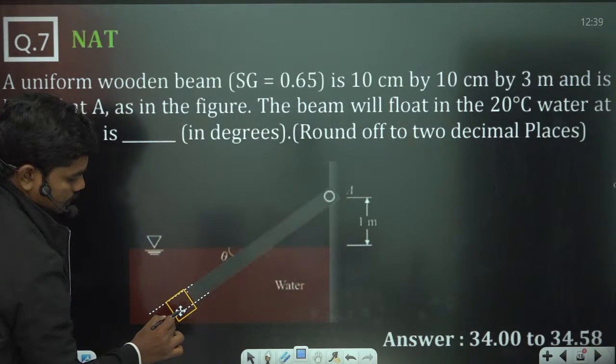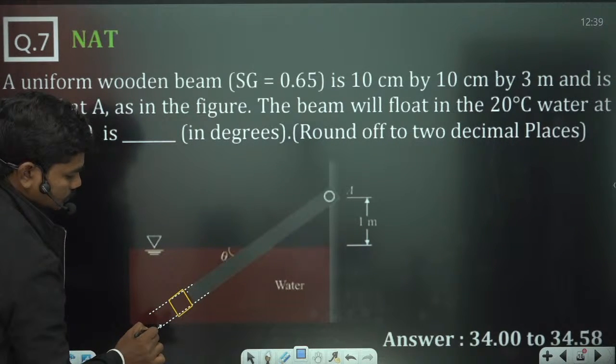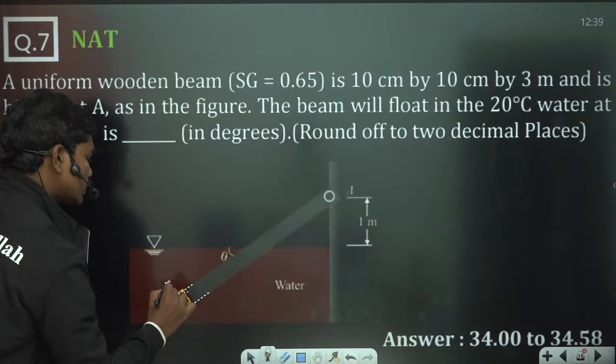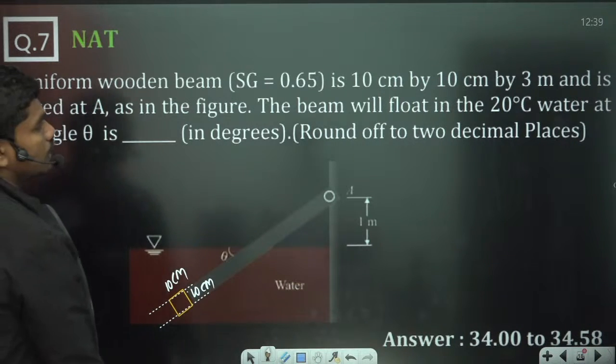Okay, so this is a square cross section, which means that if you see this, it is a square cross section. This side is 10 centimeters and this is also 10 centimeters in dimension. Now let us see what they are asking you.